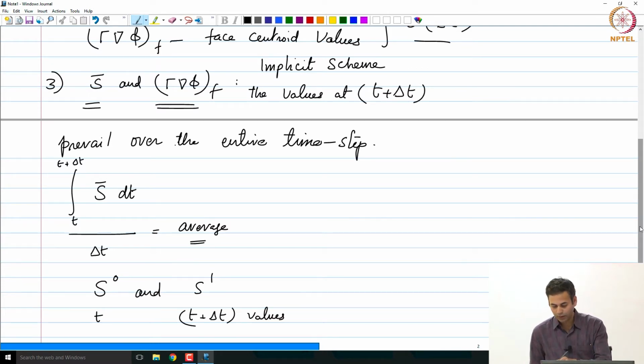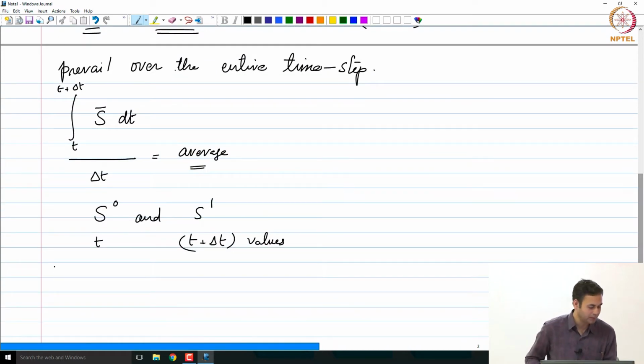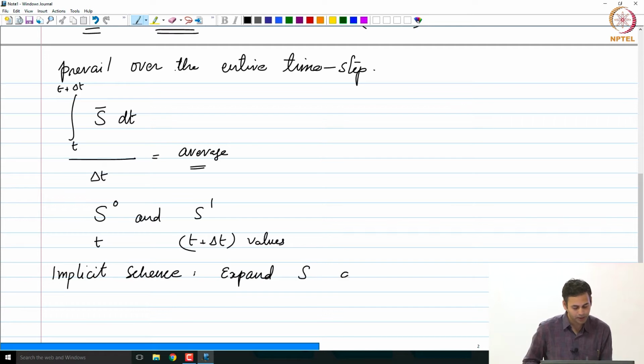So, because I am considering an implicit scheme, let me expand S about S1. Okay. That is, we are expanding S, at any time instant t, about S1, that is at t plus delta t. Okay. Or basically we have S0 and S1. Okay.